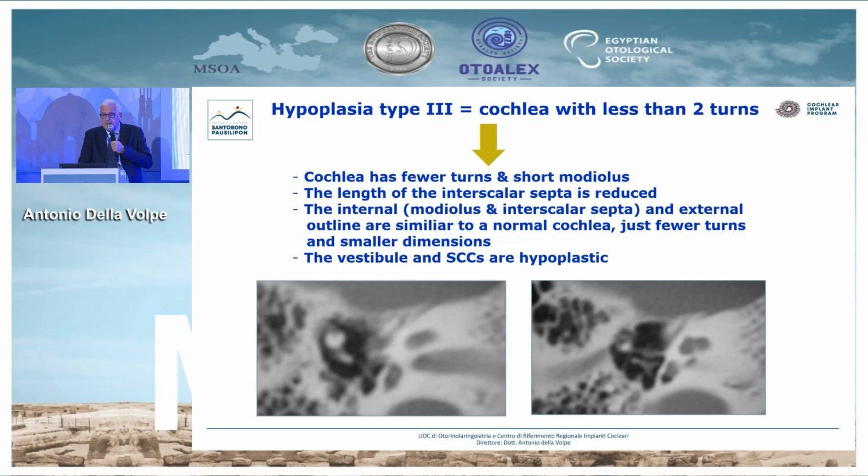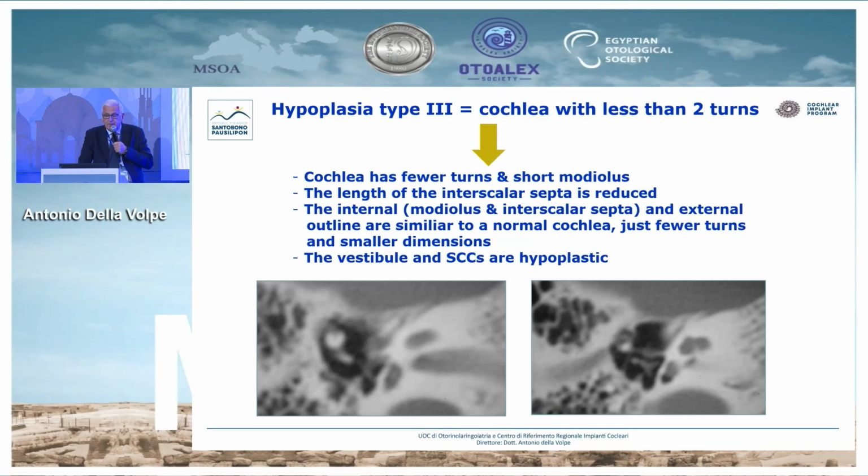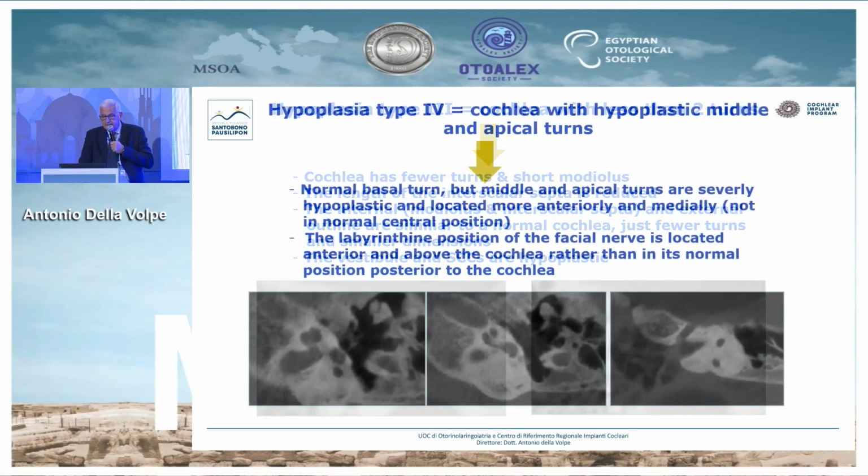Hypoplasia type 3, the cochlea with less than 2 turns. The cochlea has fewer turns, a short modiolus, and the length of the interscalar septa is reduced. The internal modiolus, interscalar septa, and the external outline are similar to a normal cochlea, just with fewer turns and smaller dimensions. The vestibule and the semicircular canals are hypoplastic.